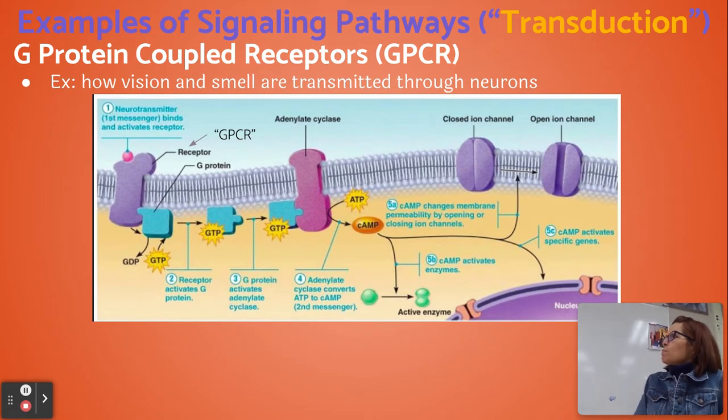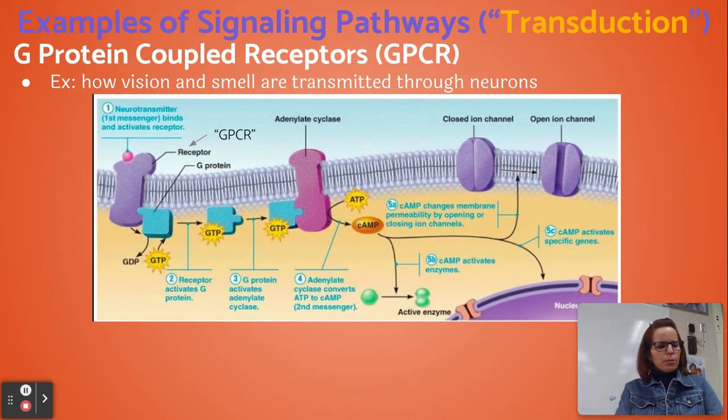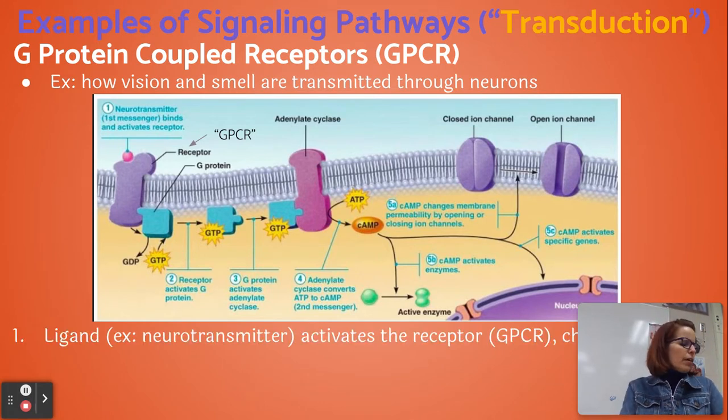They're called G protein coupled receptors, or GPCRs. I always have trouble with the order of those letters. Actually, PCR, I should think of that because I know what PCR is. We learned about PCR, so GPCR. It says how vision and smell are transmitted through neurons would just be an example. They use the GPCRs. So the ligand in this case, I'm giving you an example, would be a neurotransmitter, and it activates the GPCR, changing its shape.